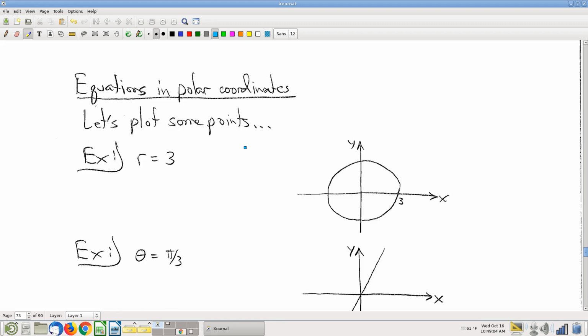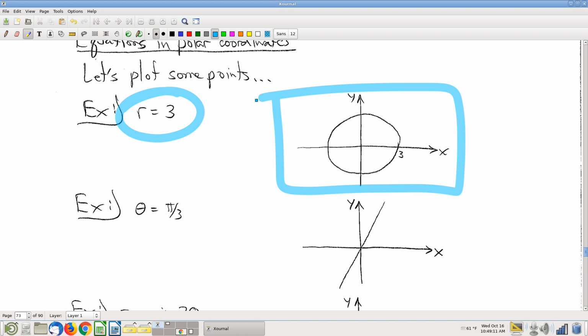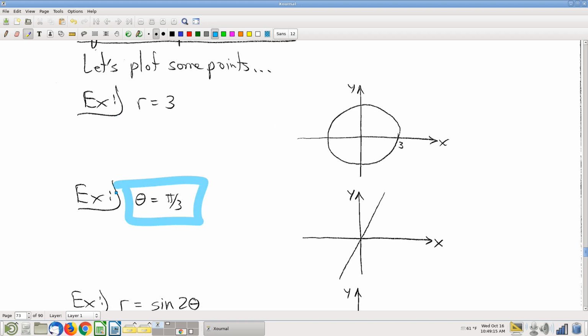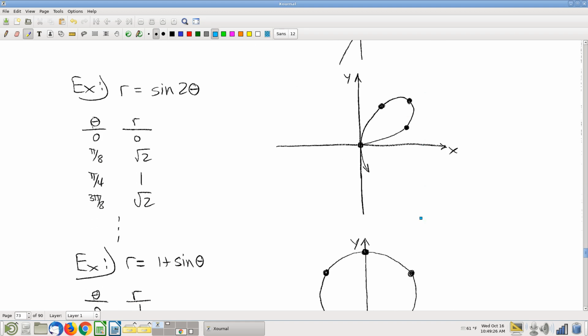These are pretty straightforward. I don't think it takes a big sales pitch to persuade you that if I write down r equals 3, that gives me this circle. Likewise, if I write down theta equals pi over 3, well, that's all the points for which theta could be viewed as pi over 3. For other ones, just plug in.